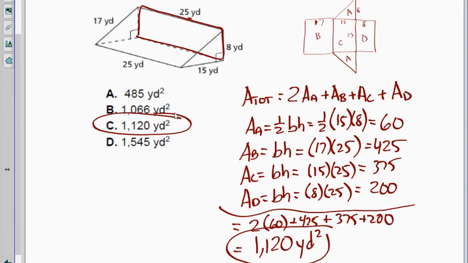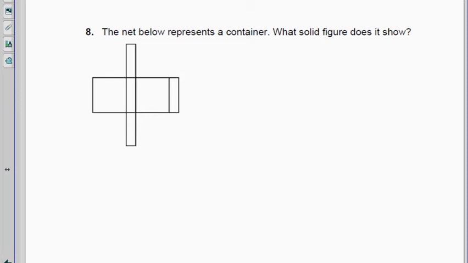Nice. Okay, but to get credit for this, of course, you have to show all this work. You can't just circle an answer. All right, now this one's kind of a look at it and figure it out. I suppose you could cut it out, try to glue it together, tape it together or something.